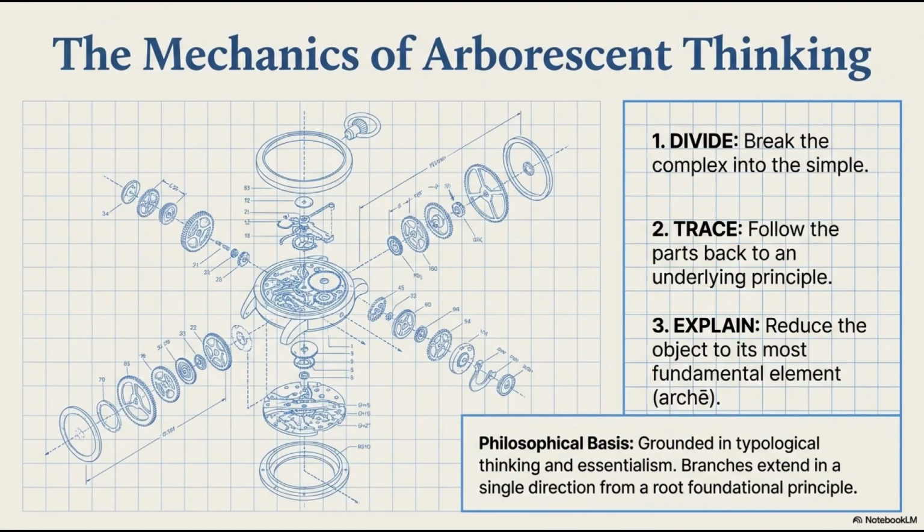The analytic method, often called arborescent thinking, follows a clear, tree-like structure. It begins by dividing the complex into the simple. Then, it traces those individual parts back to an underlying principle or root. Finally, it explains the object by reducing it to its most fundamental element, or arche. This method is deeply grounded in essentialism, the idea that if we can identify the core, we can understand the entire entity by looking at the branches that grow from it.